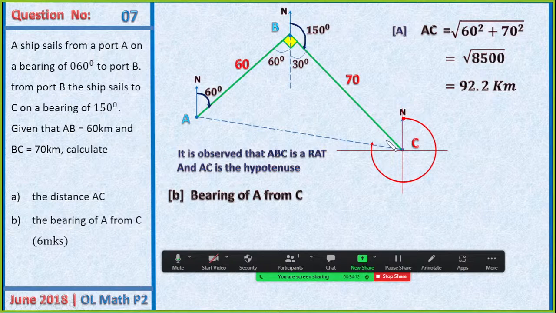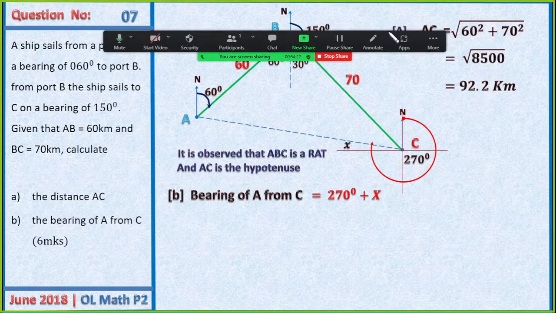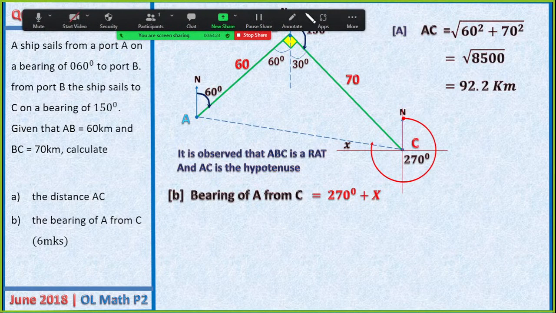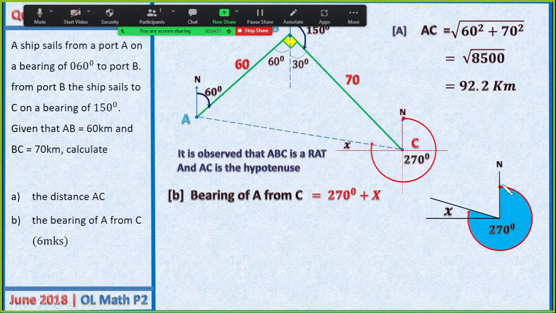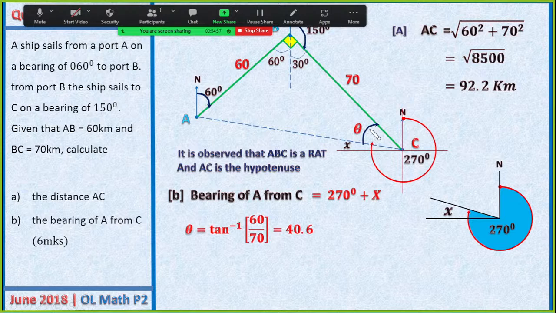Or if we know this other angle here, and we add it to this other angle and subtract from 360, we'll have this bearing. So the bearing will be 270 degrees plus x. So our problem now is to find this x. So let's find x. I've extracted that point out. So how can we get x?